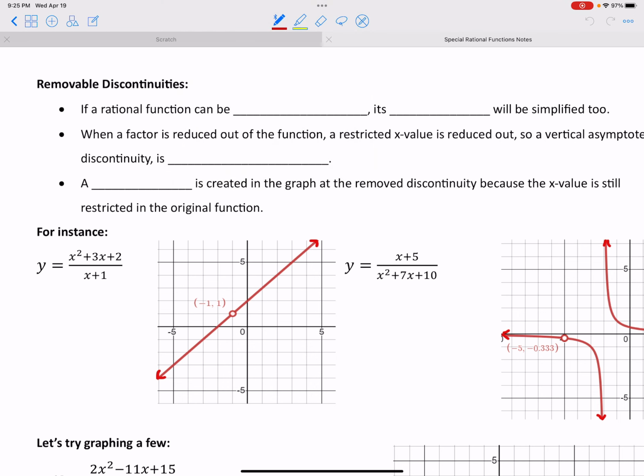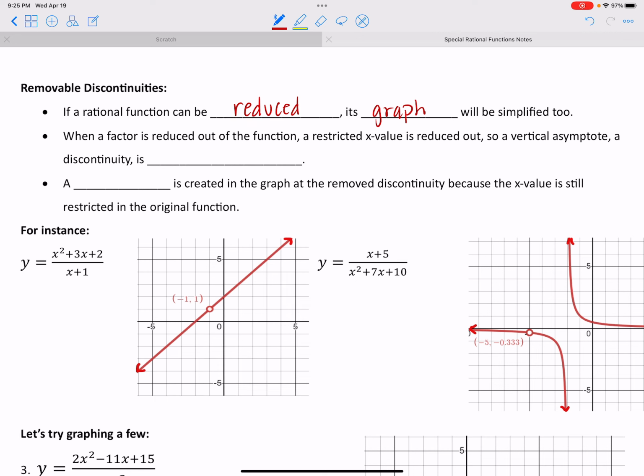Like if the top and the bottom are factorable and something reduces out, if that function simplifies, if the equation simplifies, the graph is going to be simplified too. So if a rational function can be reduced or simplified, its graph is going to be simplified too. Now, what happens when a factor is reduced out is an x value that was restricted gets reduced out.